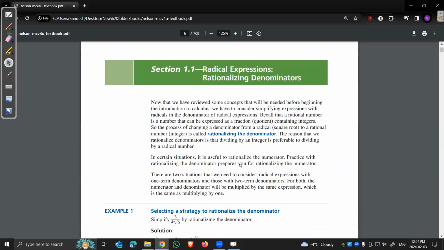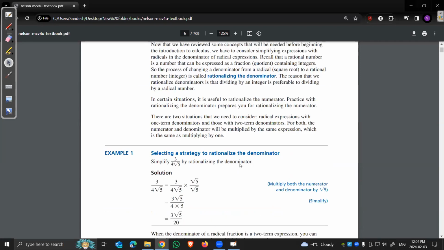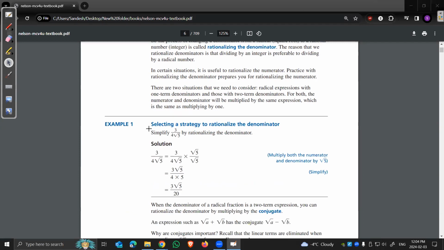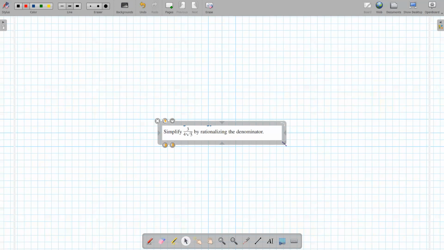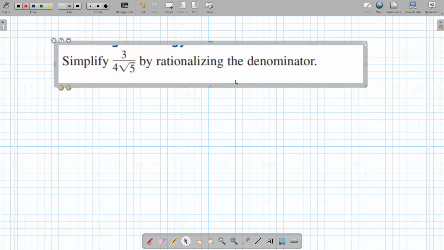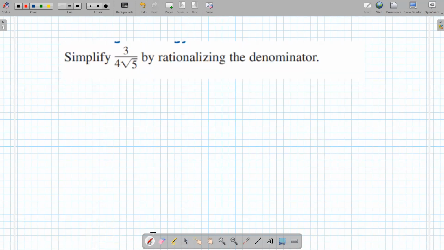Alrighty, what we're gonna start off by is talking about rationalizing something. So if you look at this problem, you'll see that there is a square root in the denominator, right? What rationalizing does is it gets rid of that root from the denominator, and then it's gonna throw it into the numerator.